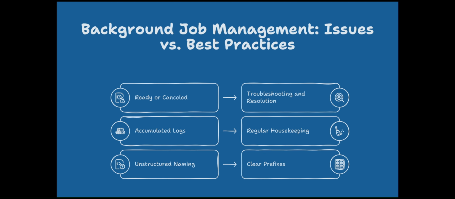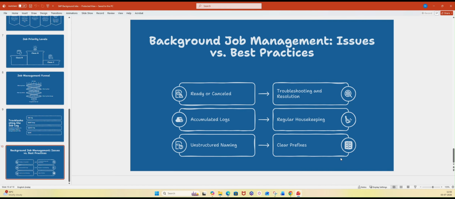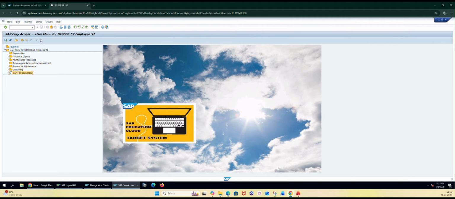And then the troubleshooting and resolution. If a background job is failing, take the action immediately, because if you are not taking the action on the first failure, it is likely that the second run might also fail. So the best approach is to take the action immediately once you get the notification. So this is the information about the background job. Now let us go to the system and we'll see how we can see the background jobs which are running.